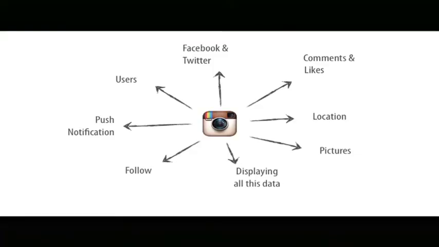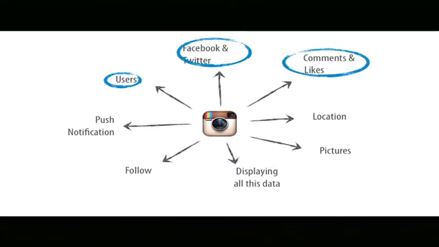So now back to our Instagram breakdown. We saw users, that was with PFUser, right? We saw Facebook and Twitter, that was using PFFacebookUtils and PFTwitterUtils. We had those login and linking functions. We saw comments and likes. Those are just PFObjects, and you just store arbitrary data. It's just an NSDictionary, basically. We saw locations using PFGeoPoints. We saw pictures using PFFiles, with a really cool thing where you can save the picture before the object is finished saving. And now we're up to displaying data.